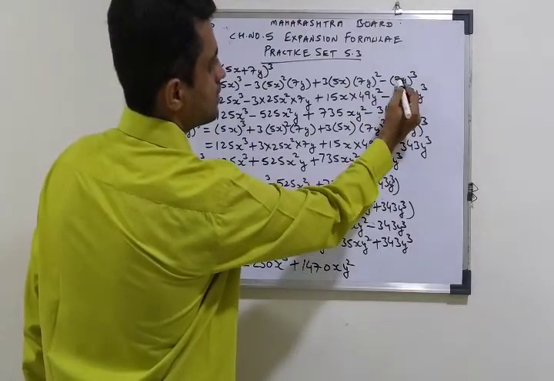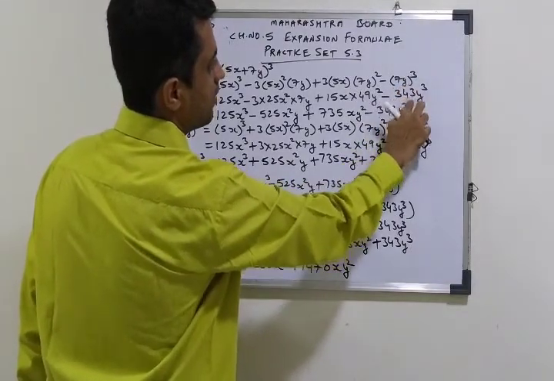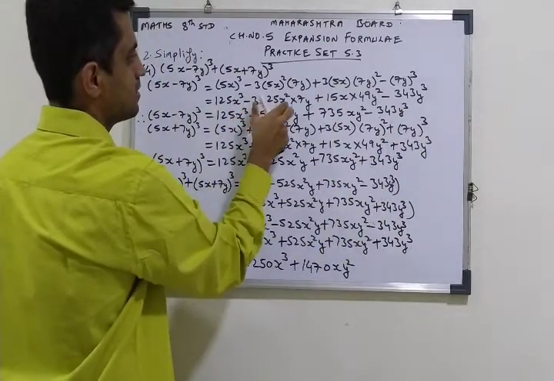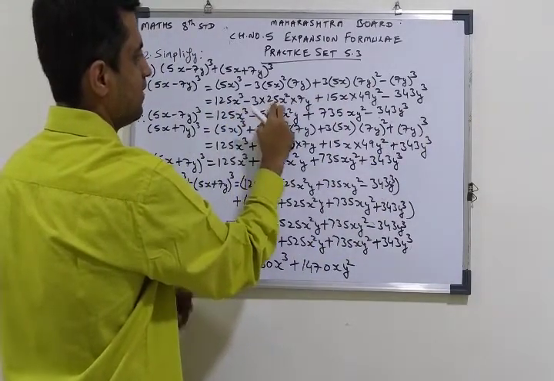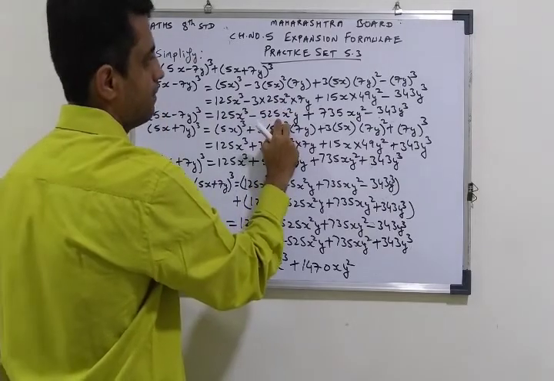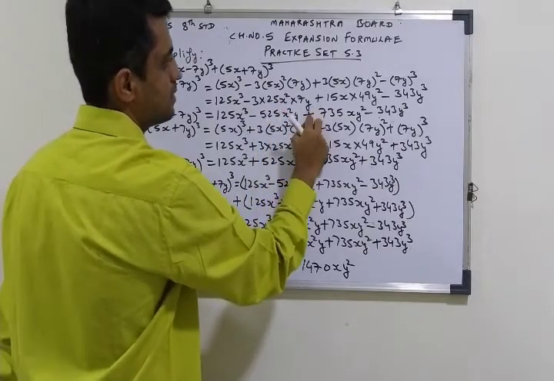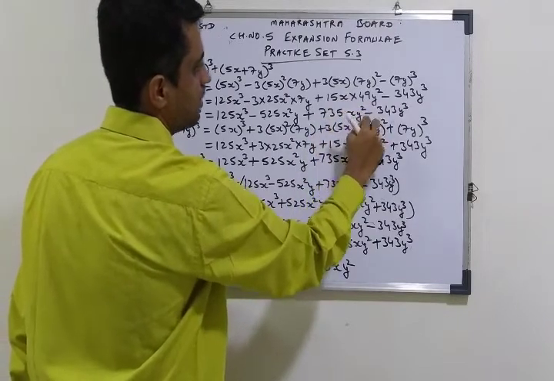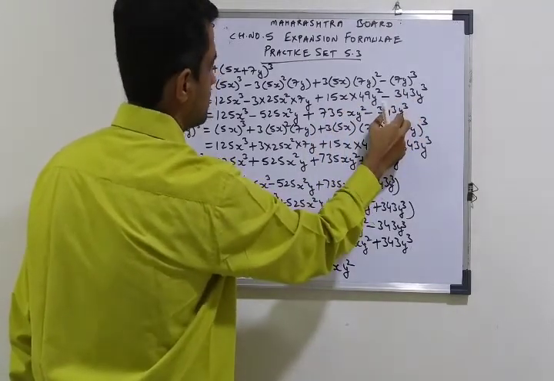Now here (7y) cube is 343y cube. So we have simplified here. This as it is. This we multiply: 3 into 25 into 7 is 525 x square y. Plus 3 into 245 is 735 x y square, minus this we copied as it is.